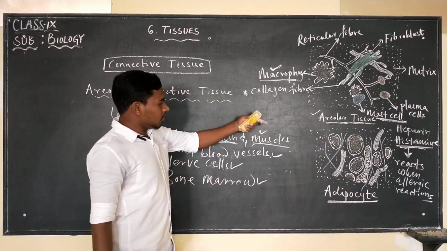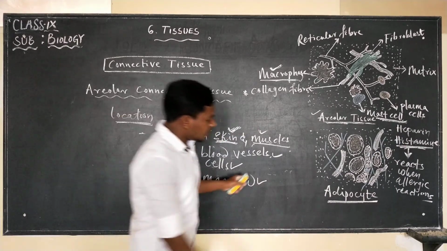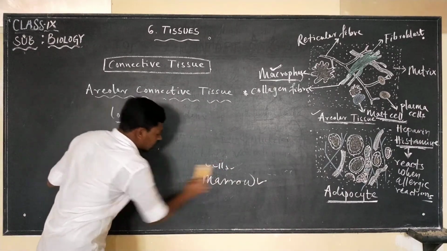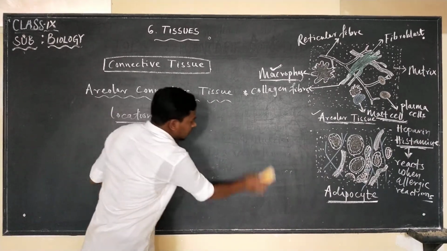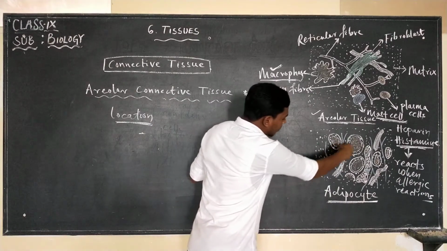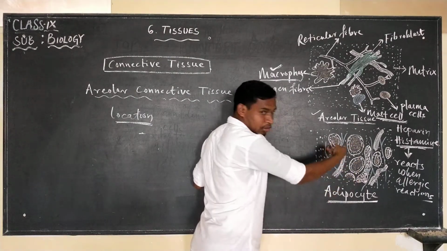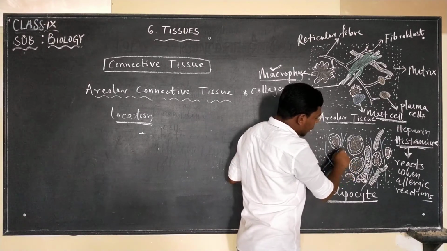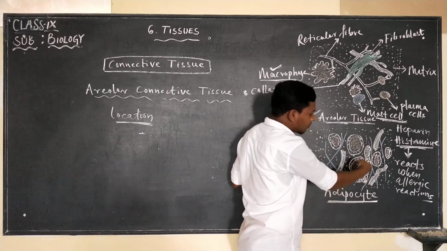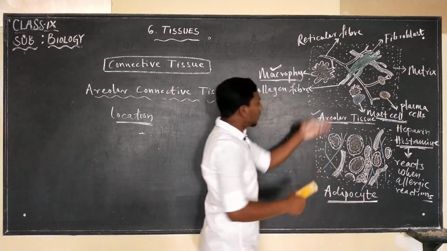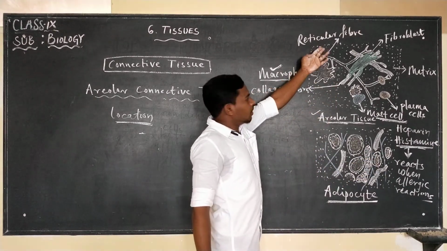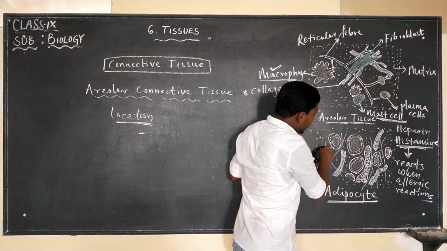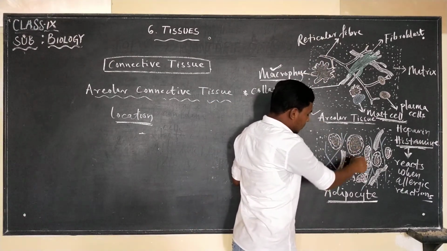So the next connective tissue that we are going to discuss is adipose tissue. Adipose tissue has what? Large cells. Adipose tissue has two components: one is the adipocyte and the other is fiber, just like the collagen fiber and the reticular fiber found in the areolar tissue. So adipose tissue has large adipocytes.